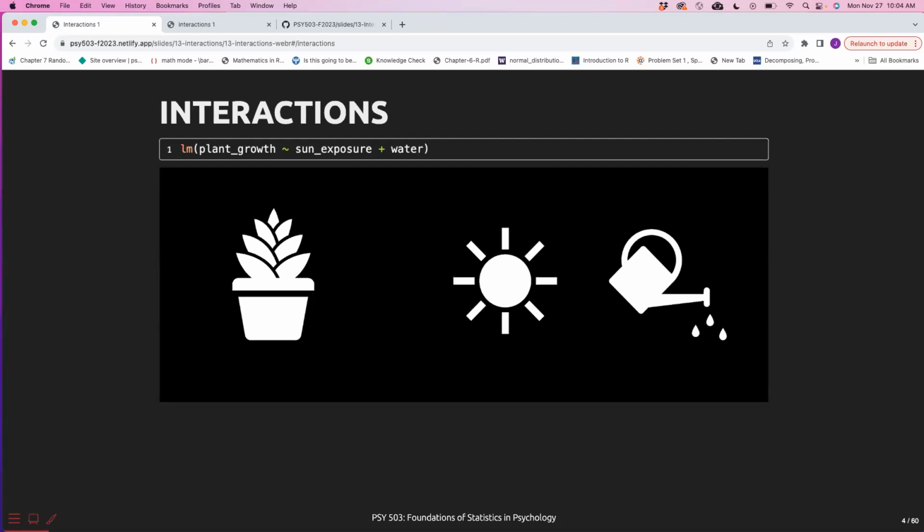So a critical assumption of a multiple regression model is additivity. Does anyone remember what additivity is, or the assumption of additivity within a multiple regression analysis?